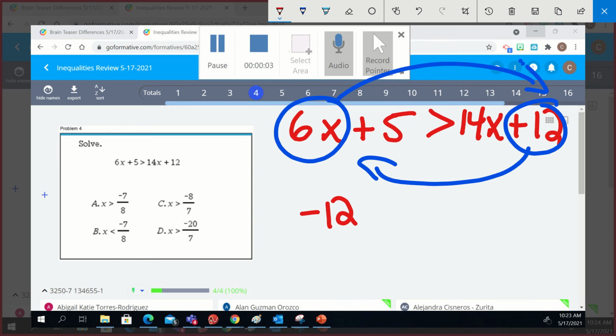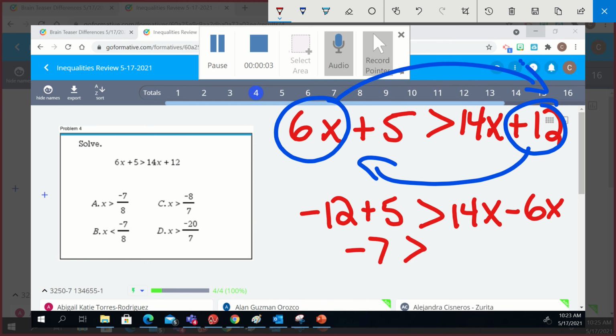minus 12 plus 5 is greater than 14x minus 6x. Then you can combine them. And when you combine them, this ends up being minus 7. This ends up being, hopefully you guys can do this, 8x. And when you finish, you end up with x is less than negative 7 over 8.